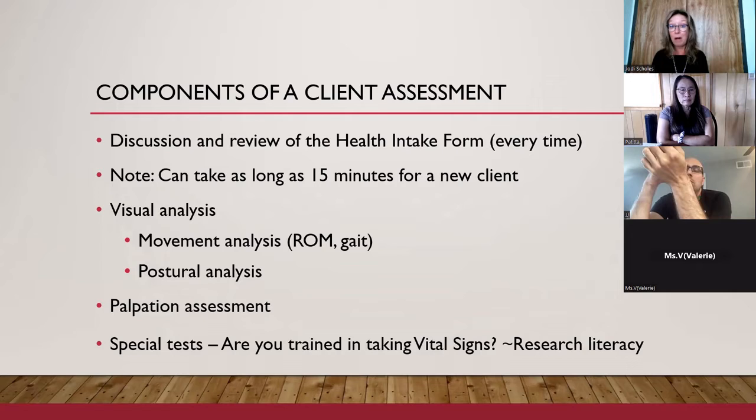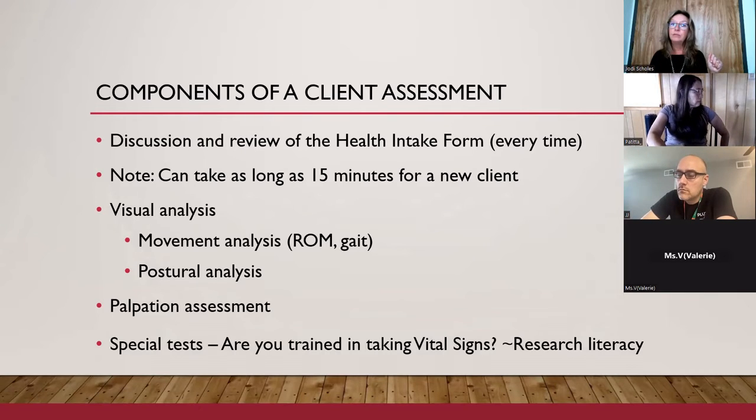We might even want to do a postural analysis. You see on the slide there, it says gait analysis. We're not going to get to gait analysis today, but just know it exists. Palpation assessment, and then maybe any special tests that your client may require to further assess where they are in their state of injury, pain, discomfort, dysfunction.